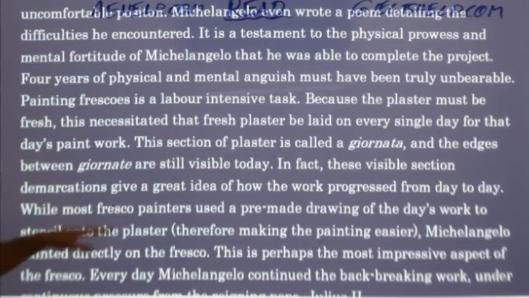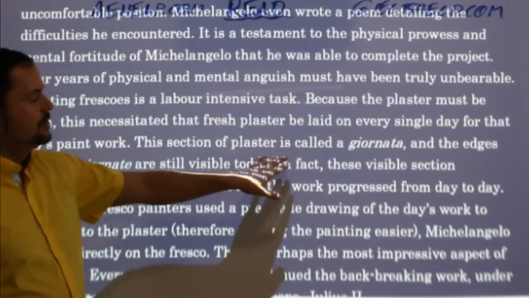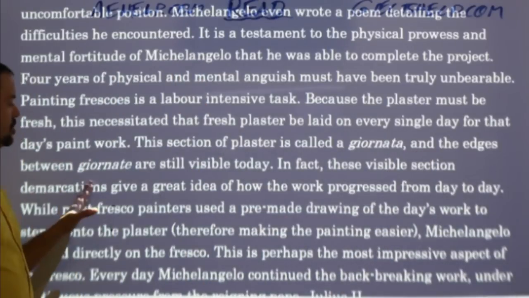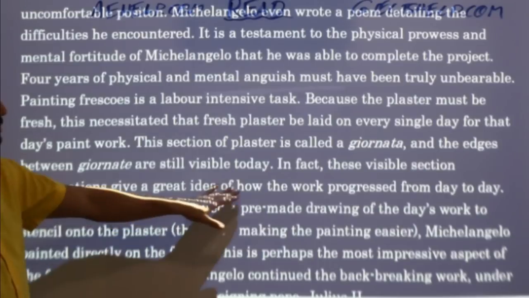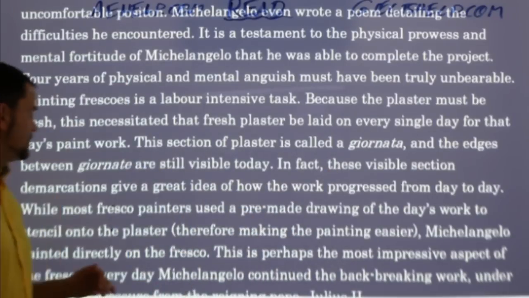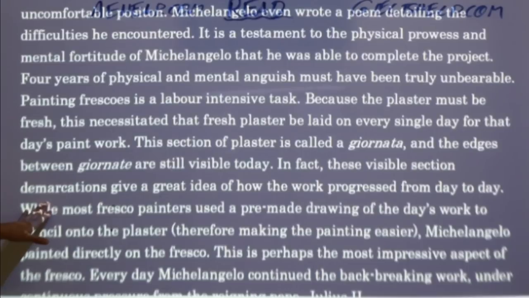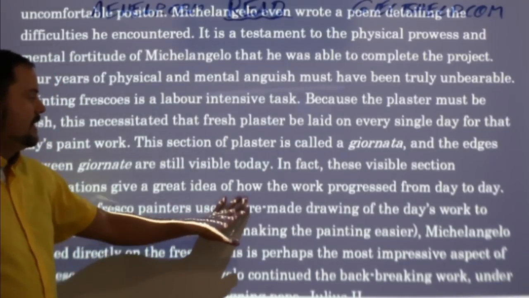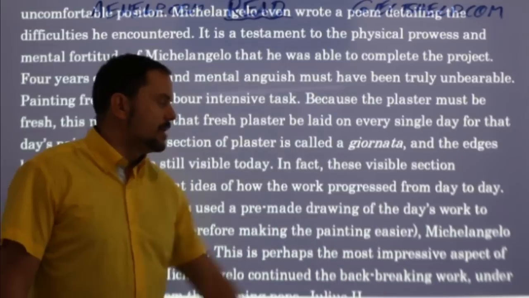Okay. This section of plaster is called giornata, and the edges between giornate are still visible today. In fact, these visible sections, demarcations, give a great idea of how the work progressed from day to day.